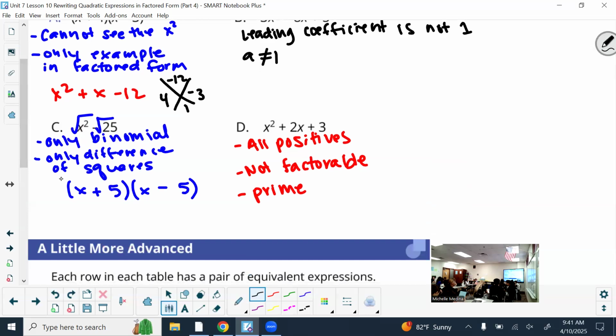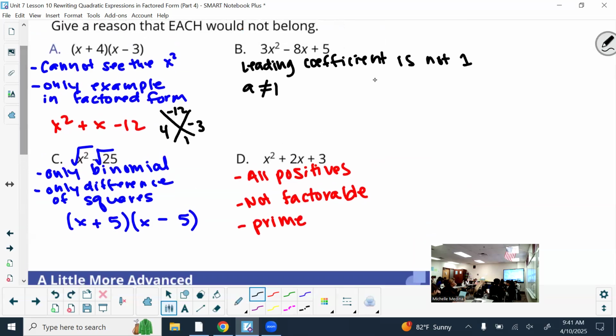C, we just factored it by difference of squares. B, I'll teach you how to factor today right now, but D is not factorable because if you look at it, there's no GCF. The numbers in front are 1, 2, and 3. There's never a GCF between the numbers if one of them is 1. And they don't each have an X.